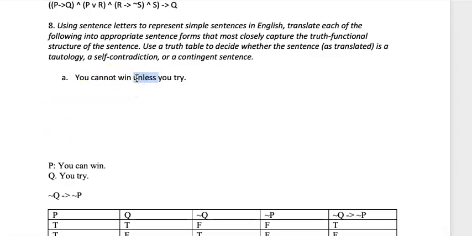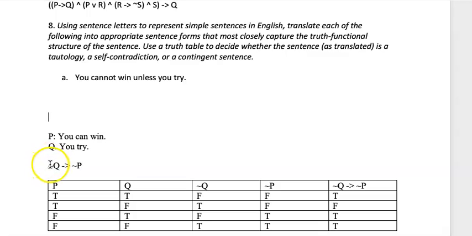Unless says it might be a conditional. So you're going to want to review those indicator words for conditionals or conjunctions. So you cannot win unless you try. Unless also says there's probably a not. So unless you try, if you do not try, so if not Q, that's what I'm getting from that, then you cannot win, then not P. So that's how I translated it. Your book might have done it differently.